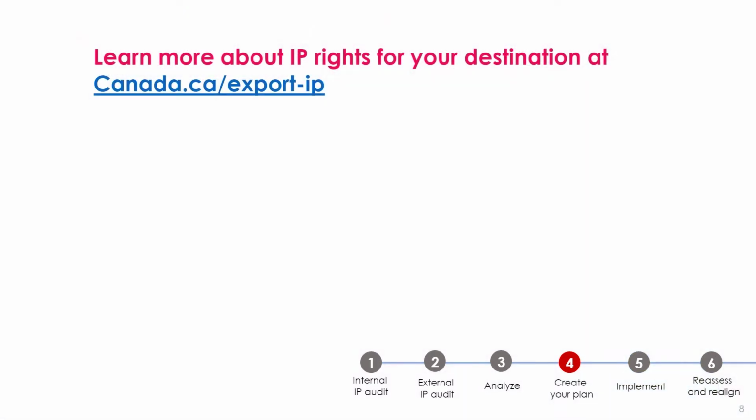Each country has its own set of IP laws. They must be followed in the formal IP protection process. Even when using an international application system, each country will examine the international application under its own specific IP laws. You can learn more about IP rights and organizations in CIPO's guides for protecting IP in a range of countries. These guides are available online. Learn more about IP rights of your destination at canada.ca/export-IP.